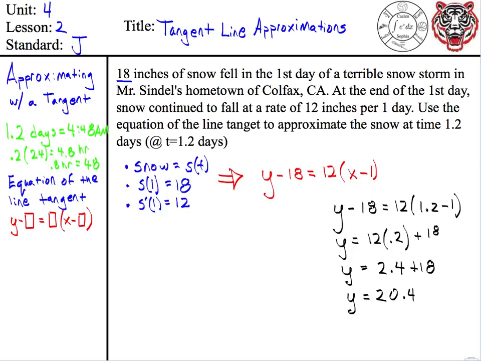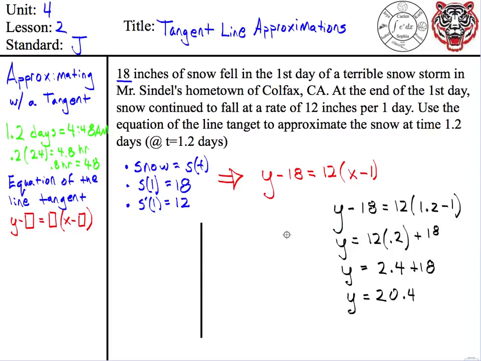So at 4:48 a.m., there were 20.4 inches. Exactly 20.4? Yes, approximately. Approximately, yeah, that's the key word there. So let's go ahead and make a graph of what is happening here, because we always need to be thinking in context of what the function actually looks like.